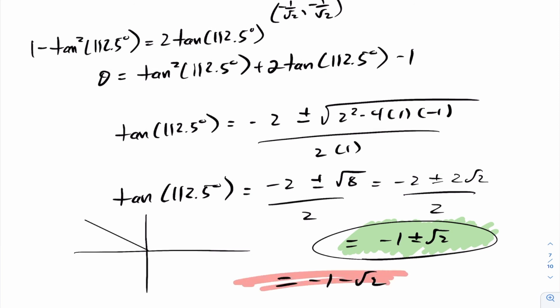Notice had I included negative 1 plus the square root of 2, that answer would have yielded a positive decimal, in which case we could not have been in the quadrant that we are in. So the exact value of the tan of 112.5 is negative 1 minus the square root of 2. Let's take a look at another example.